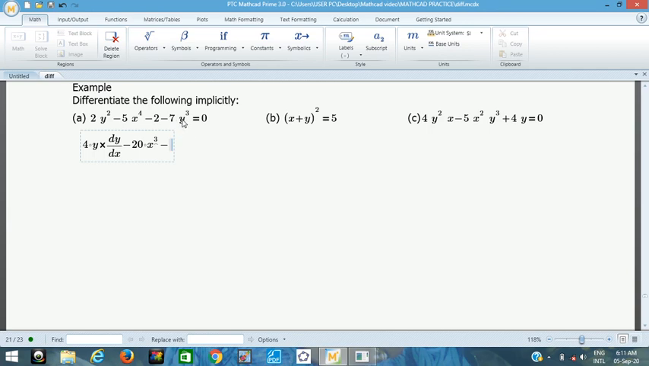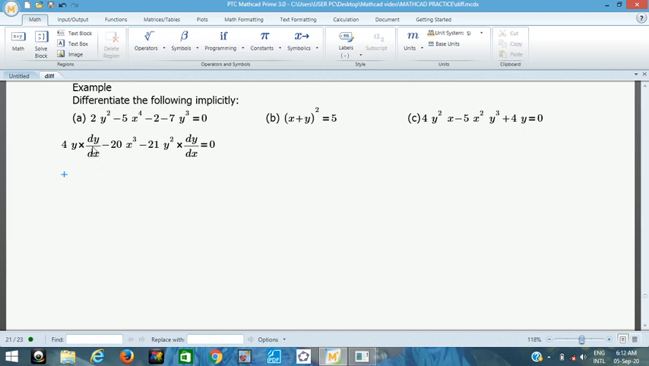You need to multiply the result by the y. So 3 times 7 is giving us 21y raised to power 2. Then you must multiply the result by dy dx, then equals to 0. So differentiation of 0 is already 0, so we don't need to differentiate that. So this is the first step of your differentiation. Then let's move on.